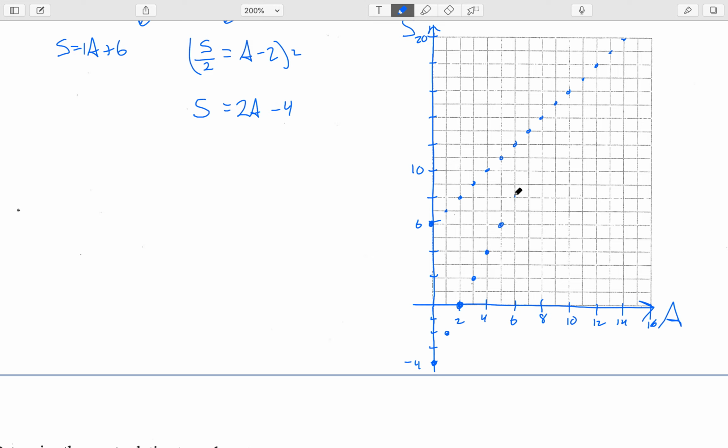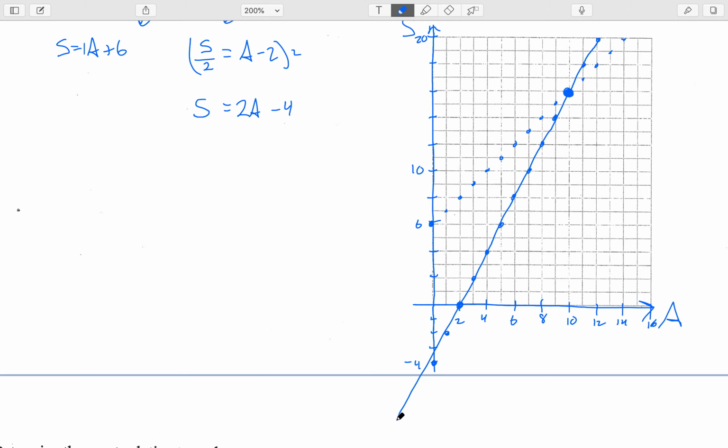Slope is positive 2. Oh, we're getting closer. We're going to get closer to an intersection point. Up 2 and over 1. There it is, right there. I'm going to put a nice big dot there. Up 2 and over 1. So now I can actually see the intersection points. And there's only one.